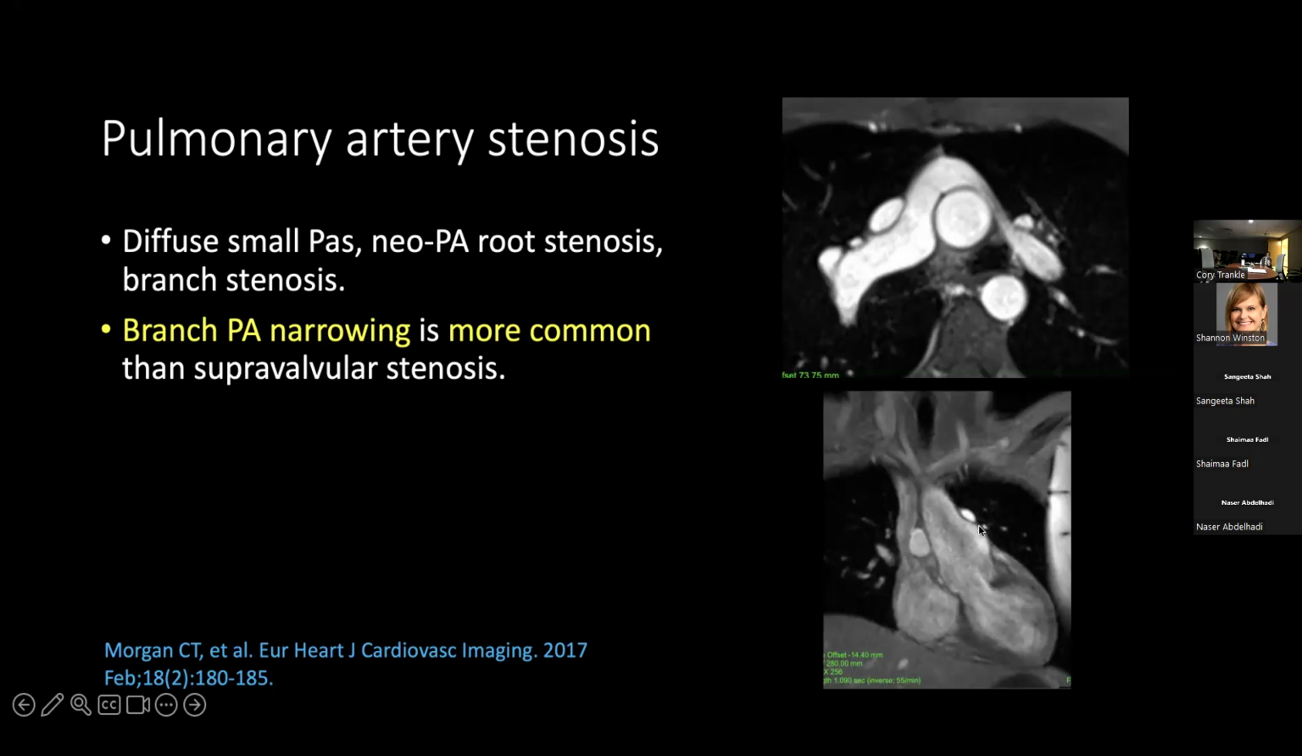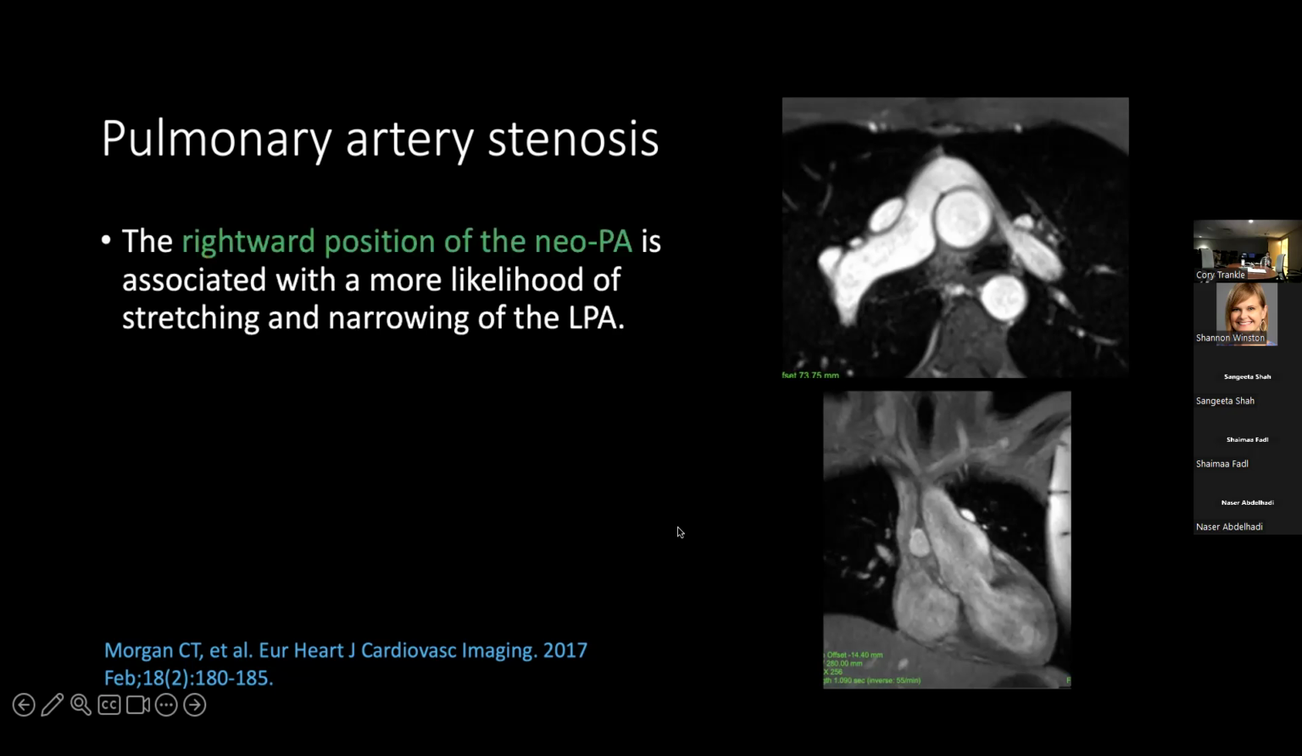This is an example of an aortic root dilation in a patient with a right PA larger than the left PA on each side of the ascending aorta. Another thing during the procedure itself, the new location of the PA with the rightward deviation of the new PA is usually associated with the stretching of that left PA. It takes a longer course to reach the left lung, so it may result in stretching and narrowing.